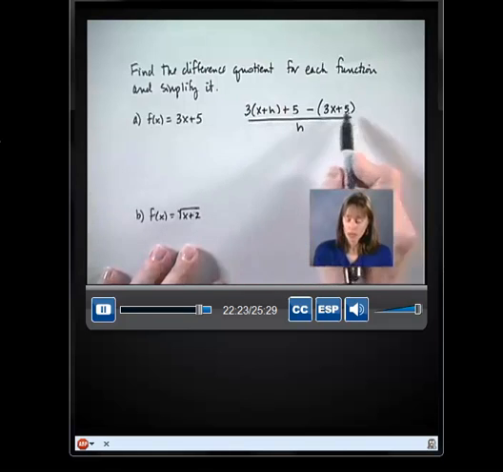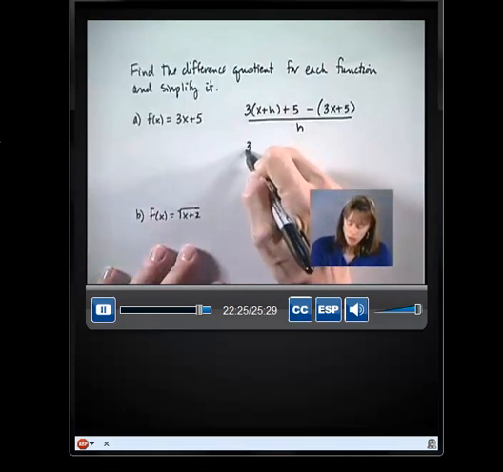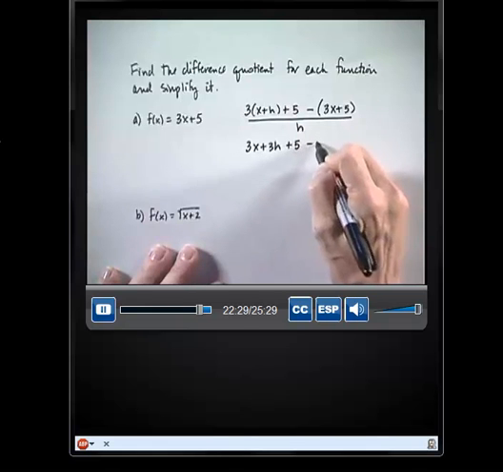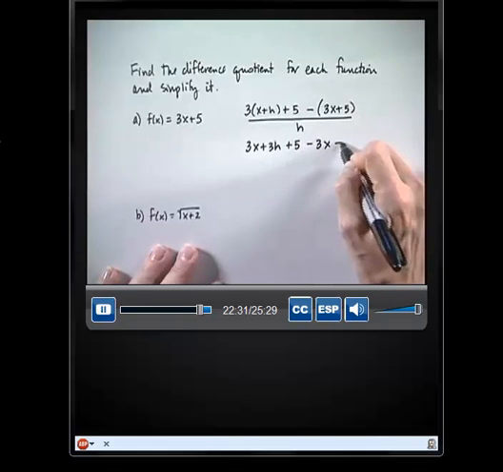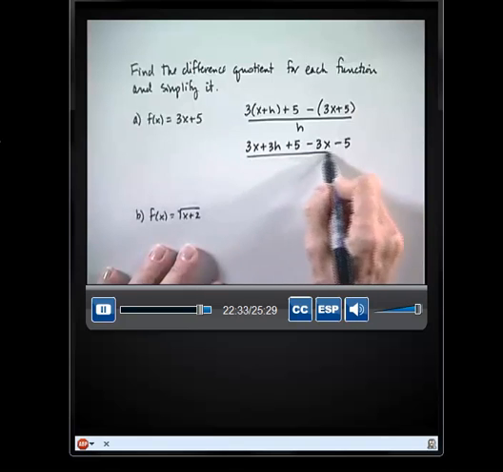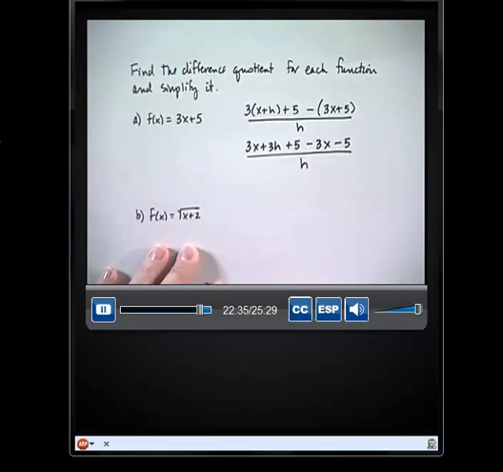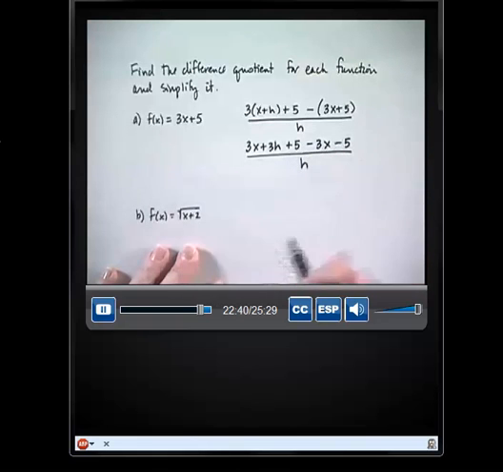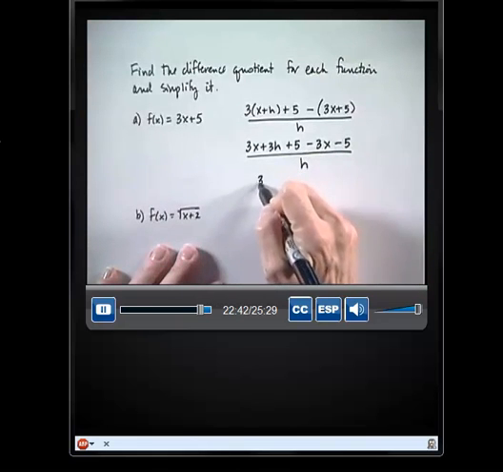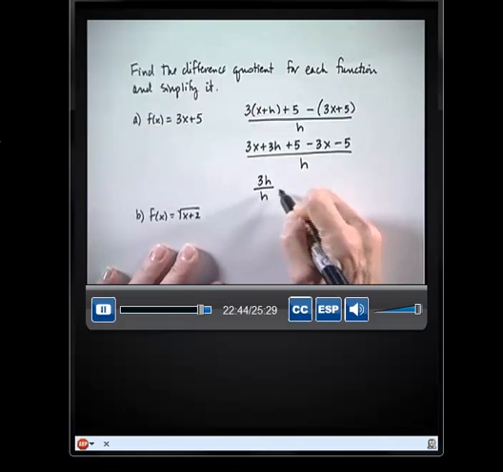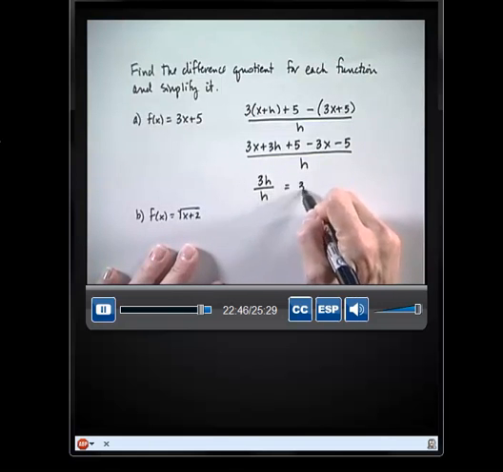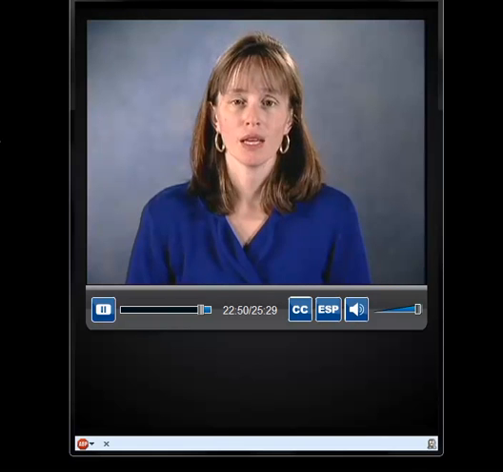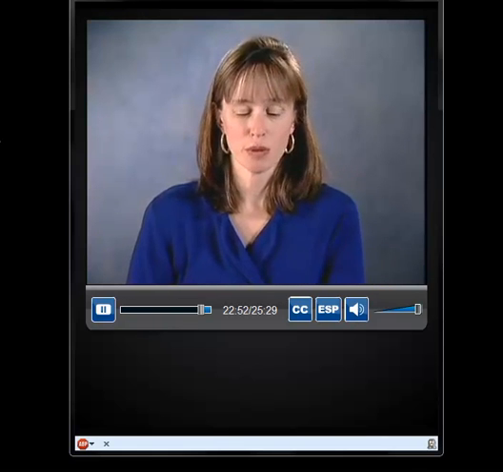Well, let's multiply out the numerator. We have 3x plus 3h plus 5, distributing a negative, minus 3x minus 5, all of that over h. Now the 3x's add to 0, and 5 minus 5 is 0, so the numerator is 3h over h, and simplifying the h's, the result is 3. Let's work part B on a separate sheet of paper.